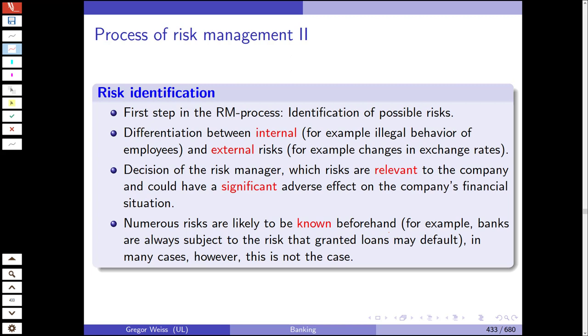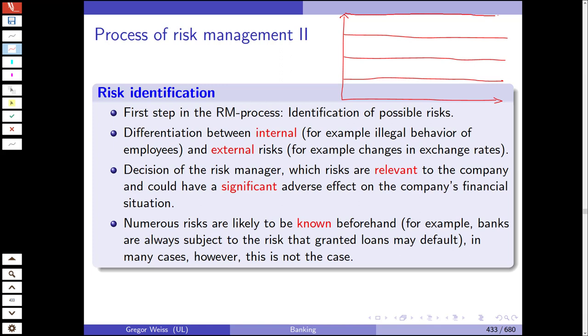Now, what you will see many times, even in small companies, and this is very common in energy companies, is something called a risk matrix or risk map. What happens is that you do something like this. And you have the probability on the x-axis and the potential loss on the y-axis. You can also switch it.